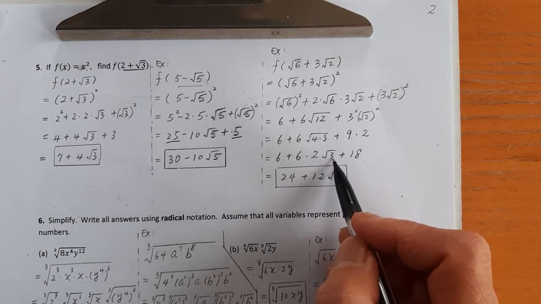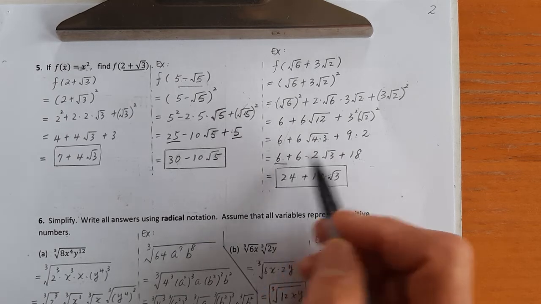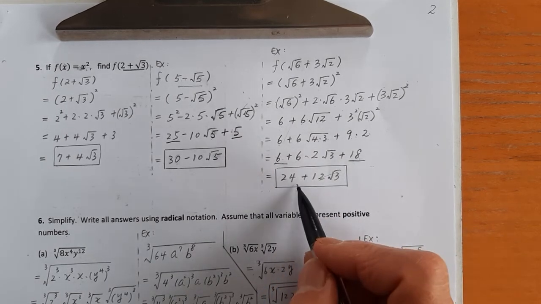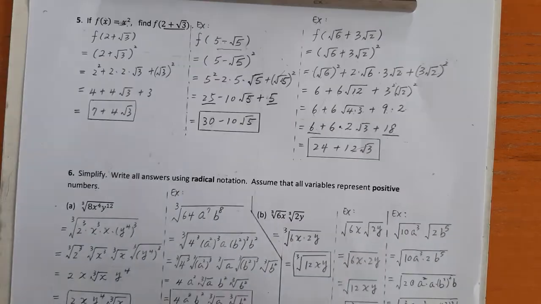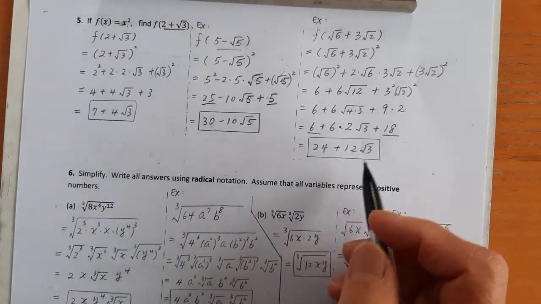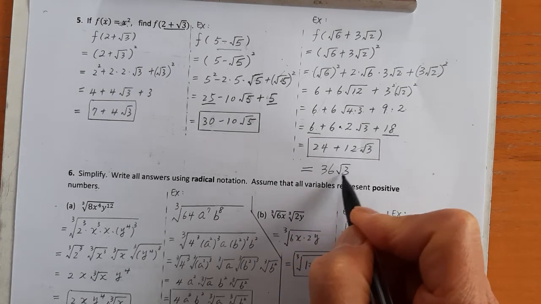3 is still under the radical. Plus 9 times 2 is 18. So then 6 plus 18 is 24. 6 times 2 is 12 square root of 3. And you cannot add them together to get 36. You cannot do this, 36. You cannot add together.